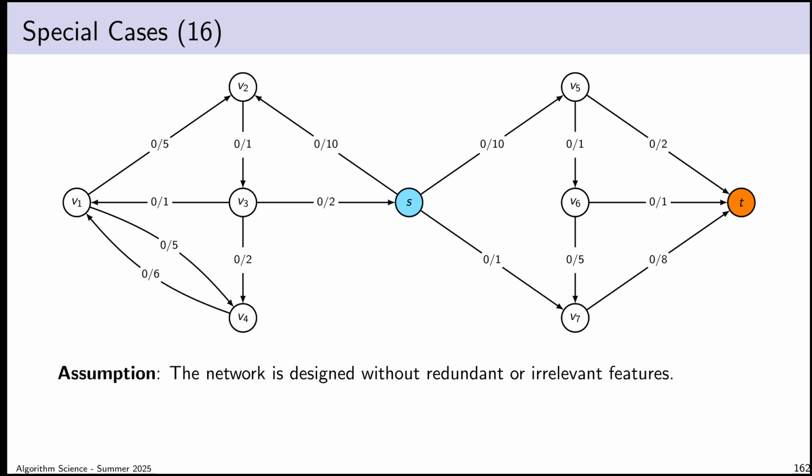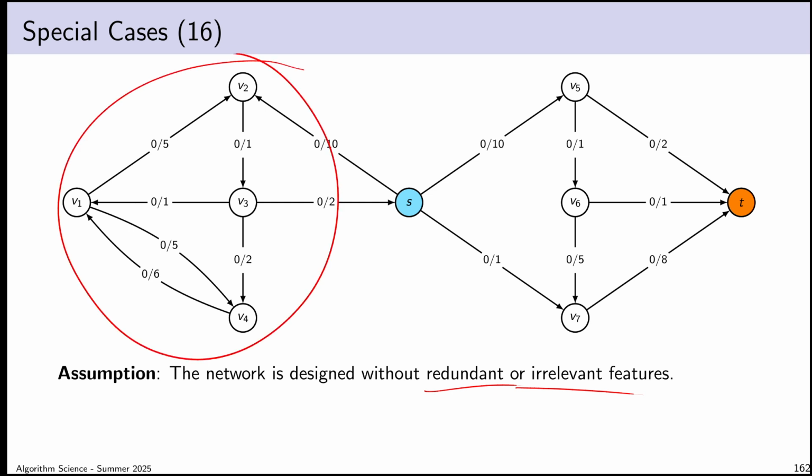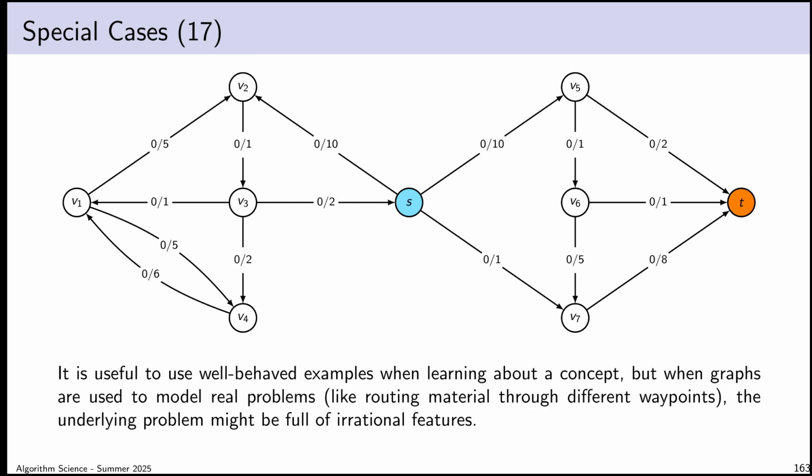Okay, so one last case, one assumption that we often make, and this is true of all algorithms because we're used to looking at examples that are sort of intuitive, is that the network is designed without redundant or vestigial or irrelevant features. So if you look at the vertices over on the left in this graph, they're sort of weird. And the issue is, it's useful in my slides and when people try and explain things to you or when you read a book to use well-behaved examples.